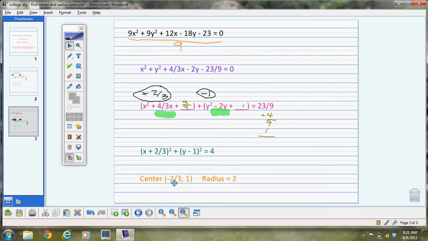So the x value of the center would be a negative 2/3. The y value of the center is going to be a positive 1. And over here, the square root of 4 is equal to 2, so our radius would be a positive 2.